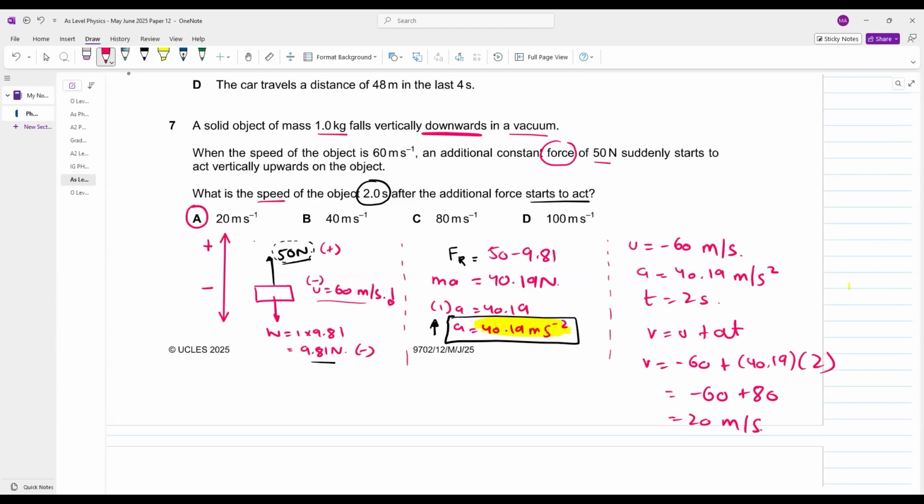Can you realize this velocity is positive? What does positive mean? This velocity is acting in the upward direction. A is your answer. Let me explain this again to you guys, because here the examiner wanted you to be confused.